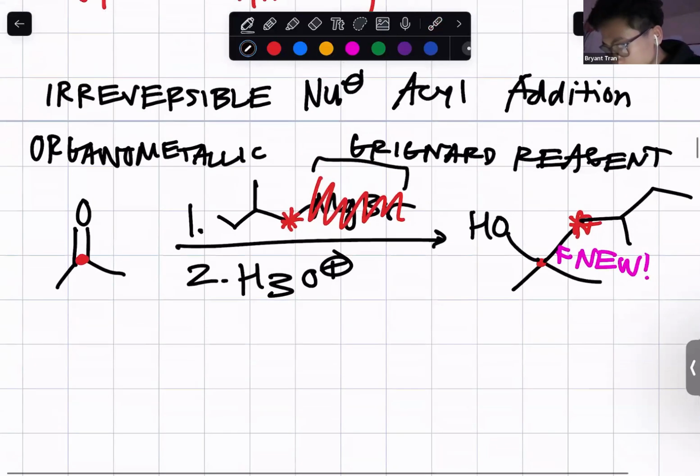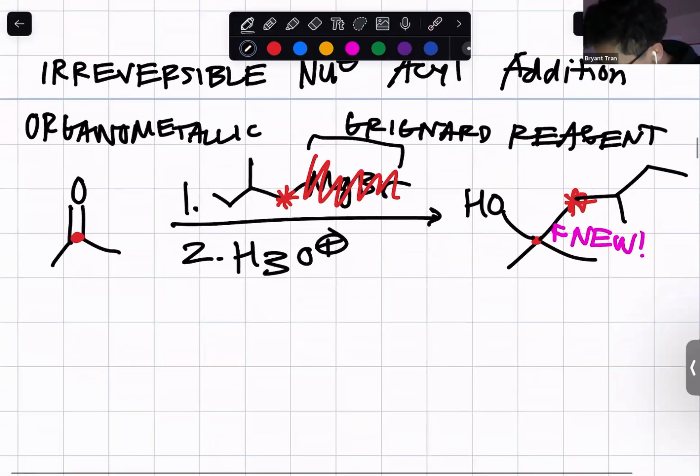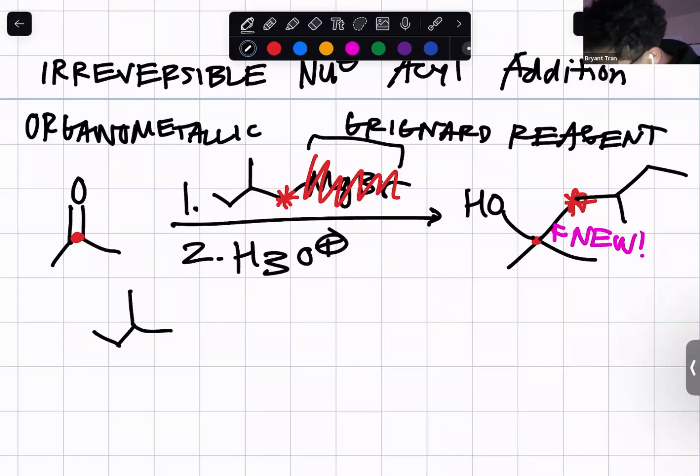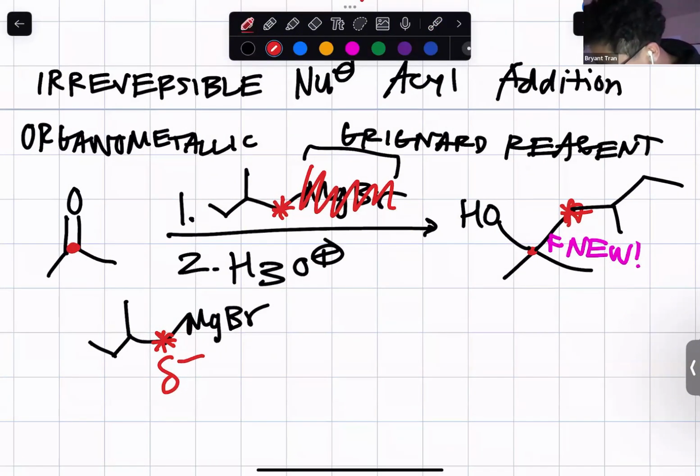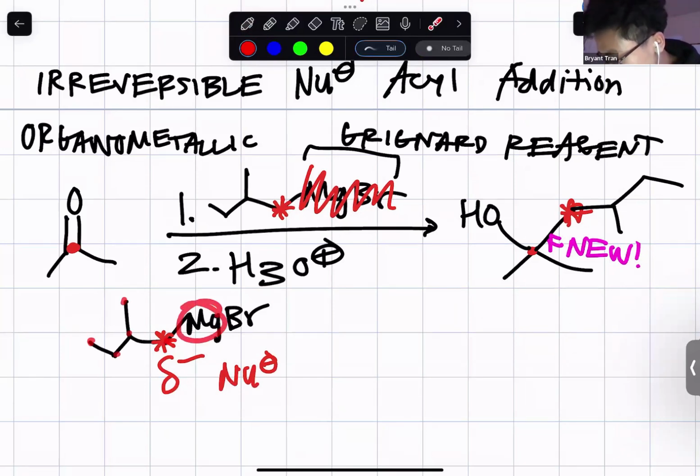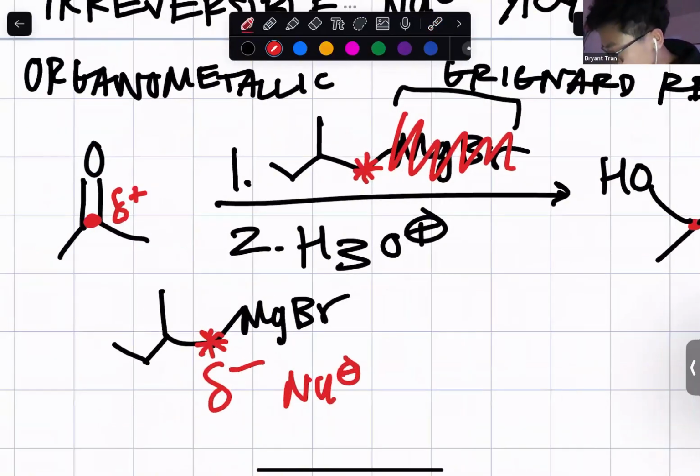Okay, let's talk about the mechanism now. I'm gonna draw out the Grignard reagent, organometallic reagent like this. We know that for all Grignard reagents, the carbon attached to the magnesium is partial negatively charged, making that the nucleophile. Every other carbon here is not the nucleophile. It's the carbon directly attached to magnesium. And we said earlier that this carbonyl carbon here is partial positive charge because the electronegative oxygen is pulling on its electrons, right? So here's the mechanism. Have that star carbon attack the dot carbon.